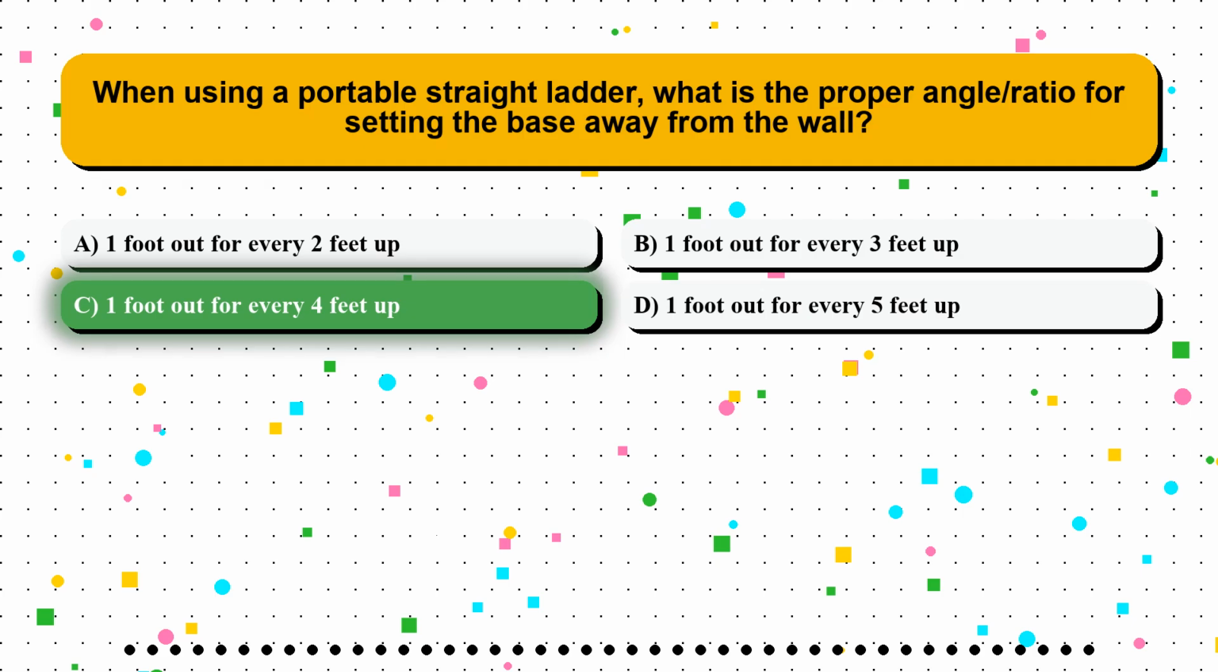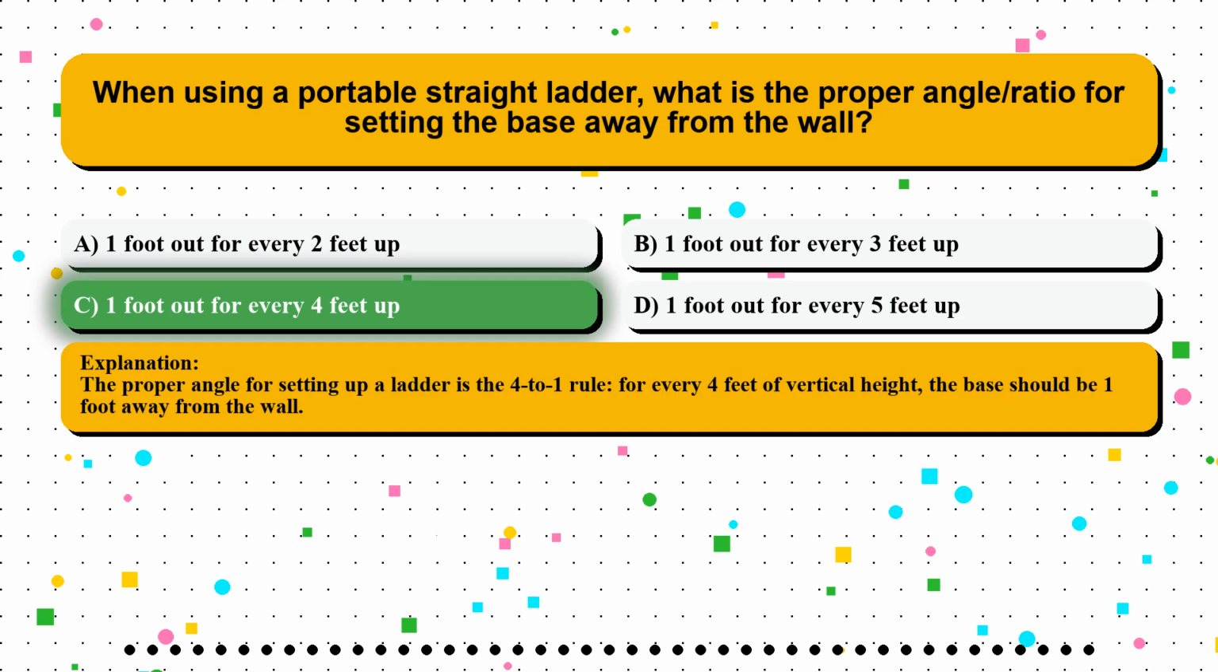The correct answer is option C, 1 foot out for every 4 feet up. The proper angle for setting up a ladder is the 4 to 1 rule. For every 4 feet of vertical height, the base should be 1 foot away from the wall.